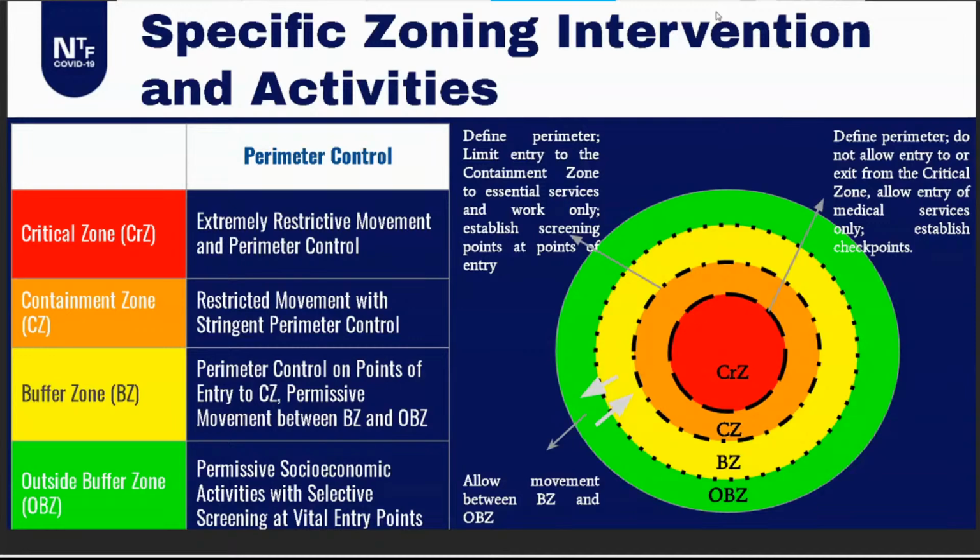So kung napansin niyo po, meron po yung definition. Yun boundary between the critical zone and containment zone. We do not allow entry to or exit from the critical zone. We only allow entry for medical services only and established checkpoints. Next naman po yun in between the containment and buffer zone. Of course, we define the parameter and we limit the entry to the containment zone to essential services and work only. And of course, we establish screening points at points of entries. And of course, in between the buffer zone and outside buffer zone, we allow movement po.